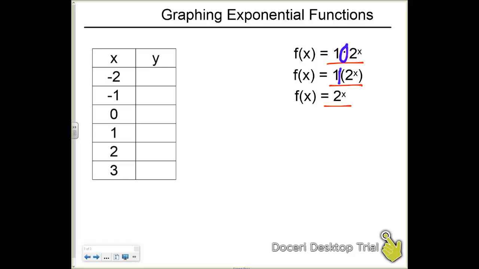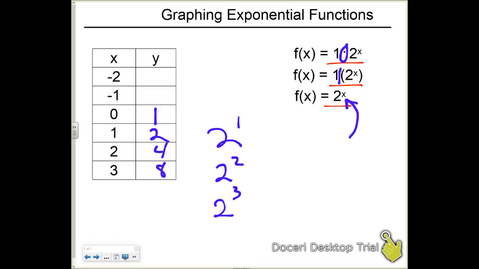So I've got a table of values here, and what we want to do is fill them out and then go graph them and see what it looks like. So we're going to start with the 0 because that's an easy one. If we put 0 in place of x, we get 2 to the 0 power. Well, if you know your rules of exponents, anything to the 0 power is 1. If we put a 1 in place of x, so we have 2 to the first power, we end up with a 2. If we put a 2 in place of x, we get 2 to the second power, which is 4. And if we put a 3 in there, we get 2 to the third power, which is 8.